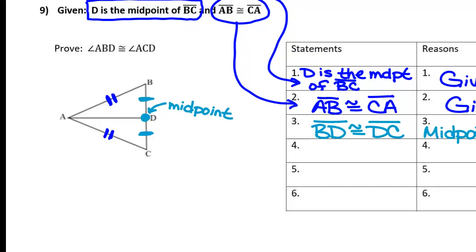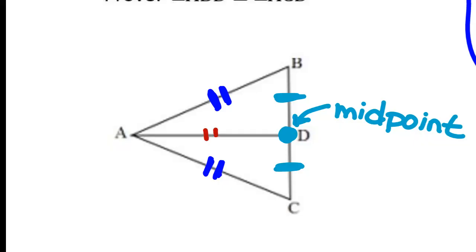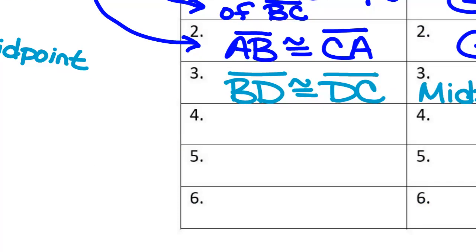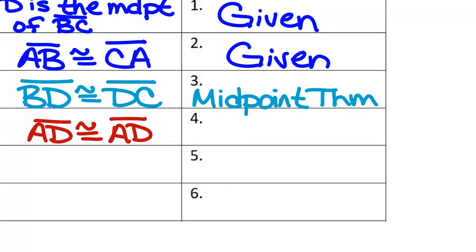Is there anything that I am allowed to mark as being congruent on the triangle even though it wasn't part of the given information? Shared side. We have AD is congruent to AD. Why am I allowed to make that kind of a statement? Reflexive property.